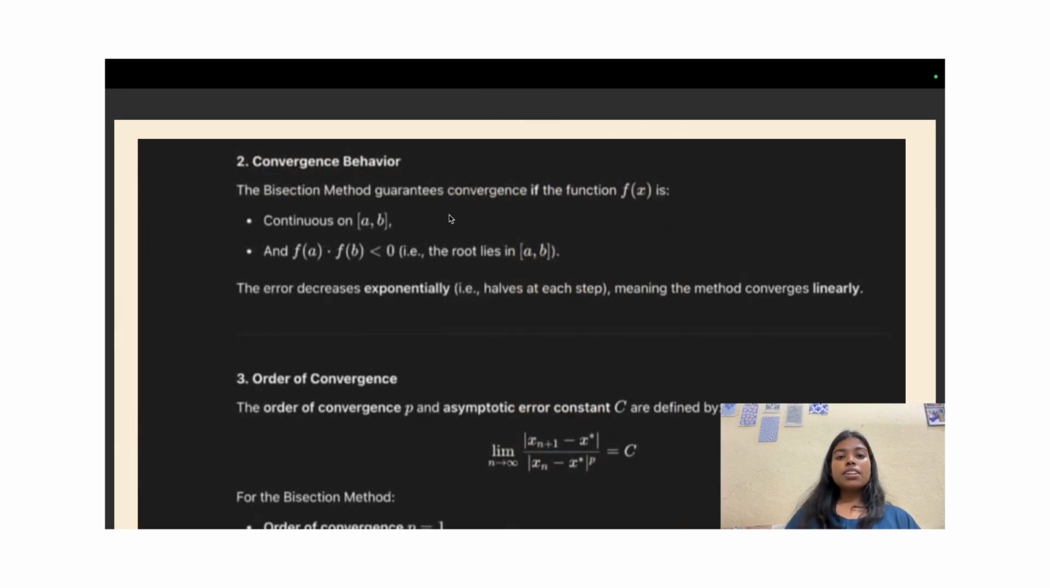Second is convergence behavior. The bisection method guarantees convergence if the function f(x) is continuous on [a, b] and f(a) × f(b) is less than 0. The error decreases exponentially, meaning the method converges linearly.